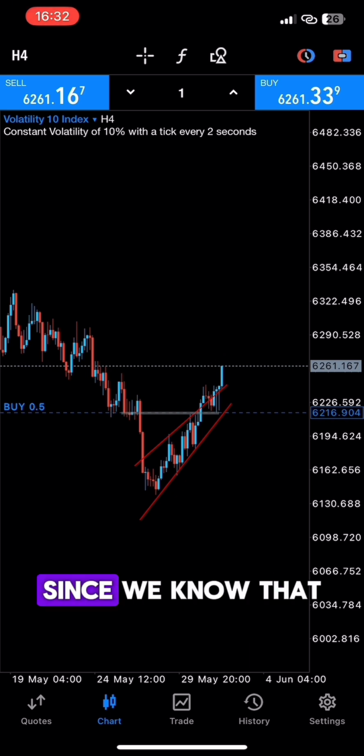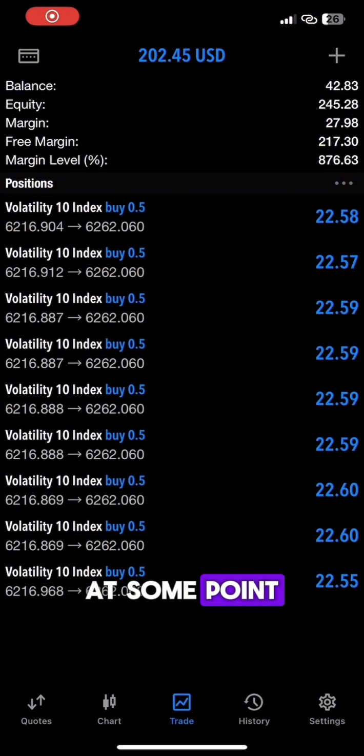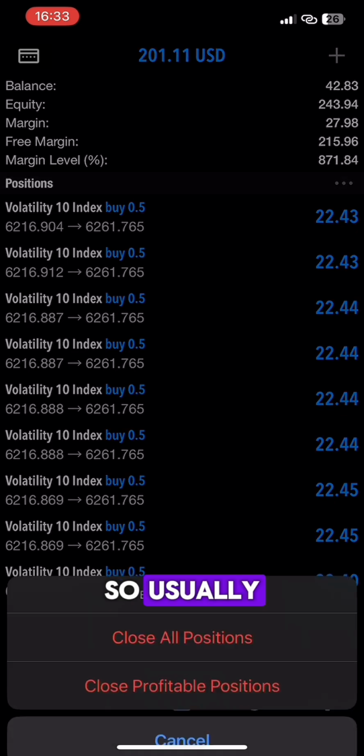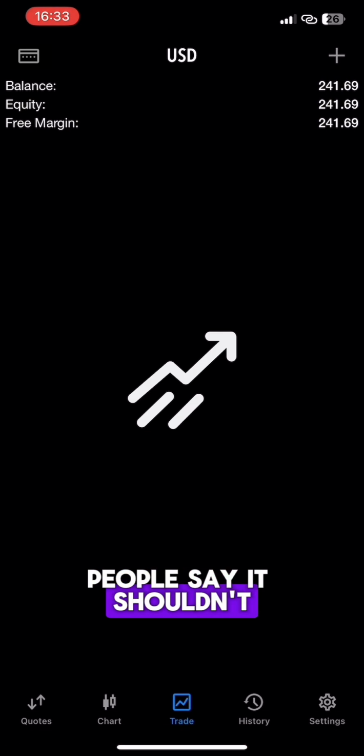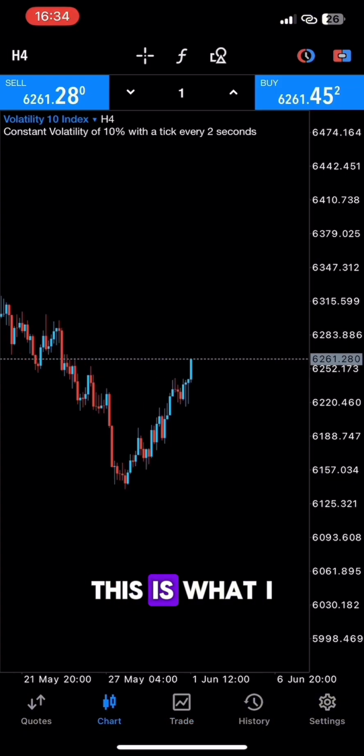However, since we know that the market is going to sell at some point, you can still enter this trade, but you'll be entering sells. So usually people say you shouldn't enter the same trade, but however, I am Forex Comrade. This is what I do.